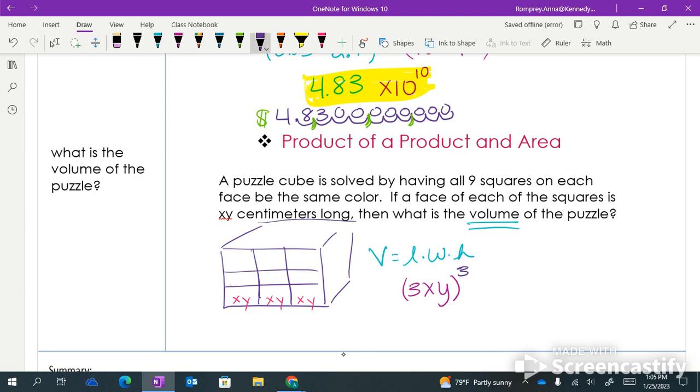You could do this 2 different ways. You could do 3xy times 3xy times 3xy, or I could also do 3xy cubed because I'm multiplying it by itself, and then we just simplify. So 3 cubed gives me 27, x cubed, y cubed. So that's how we find the volume of our Rubik's Cube. I don't know, it's kind of a stretch, but you know, they like their real world.